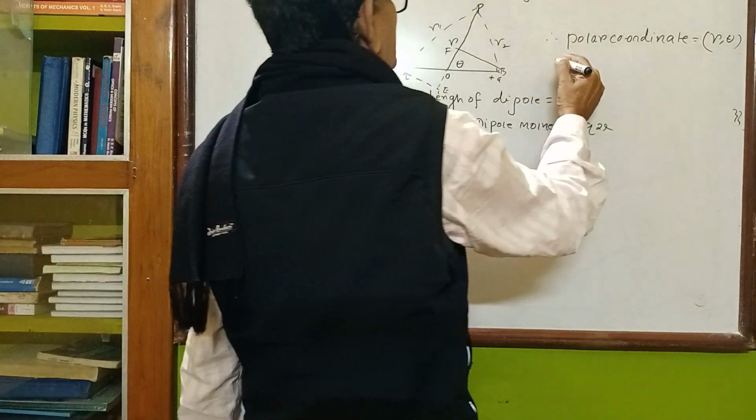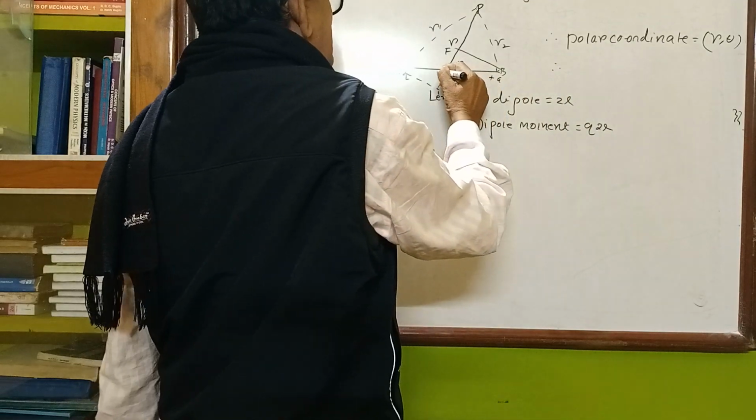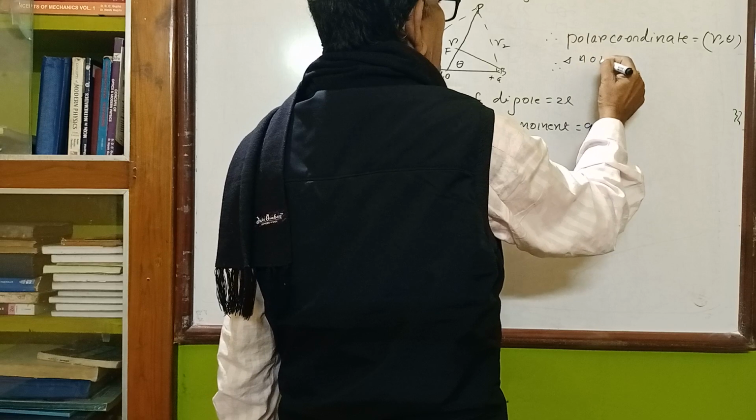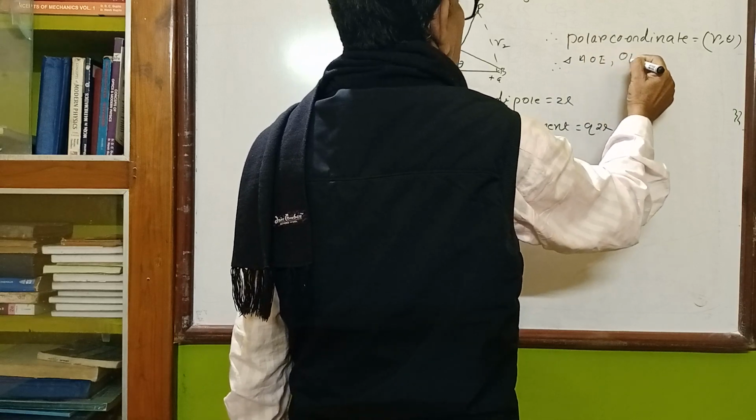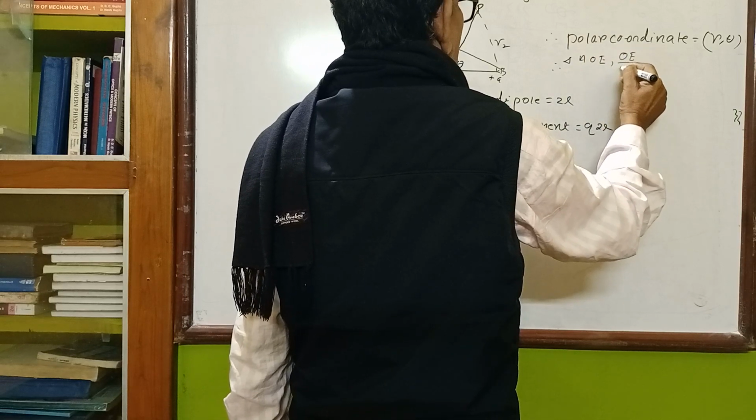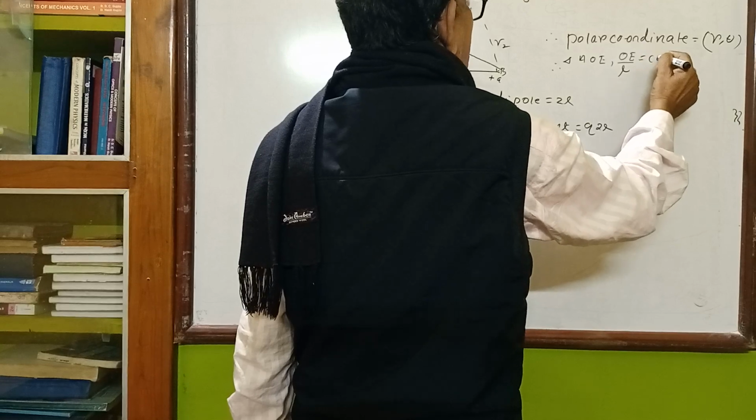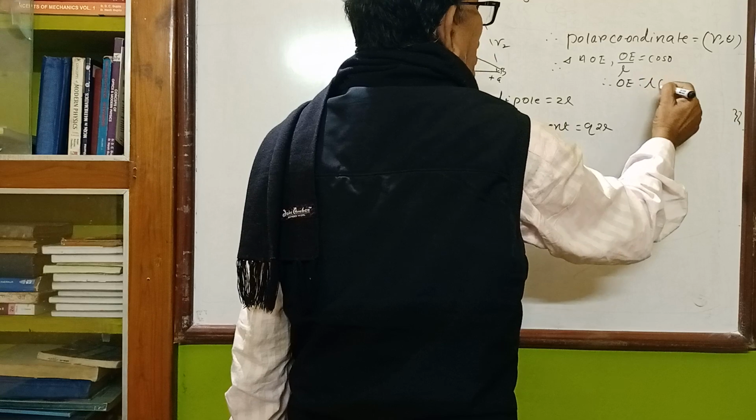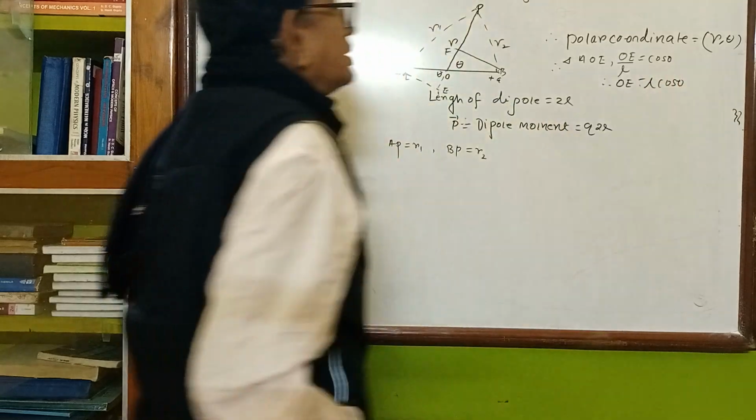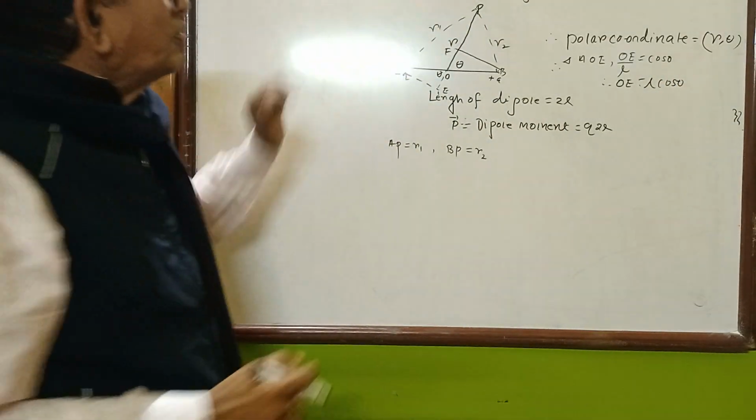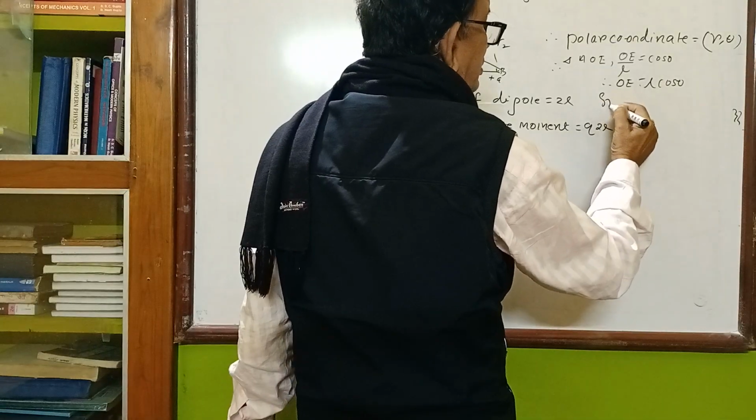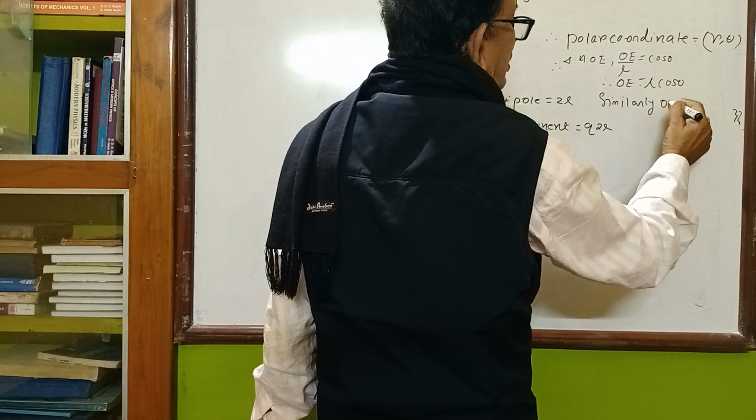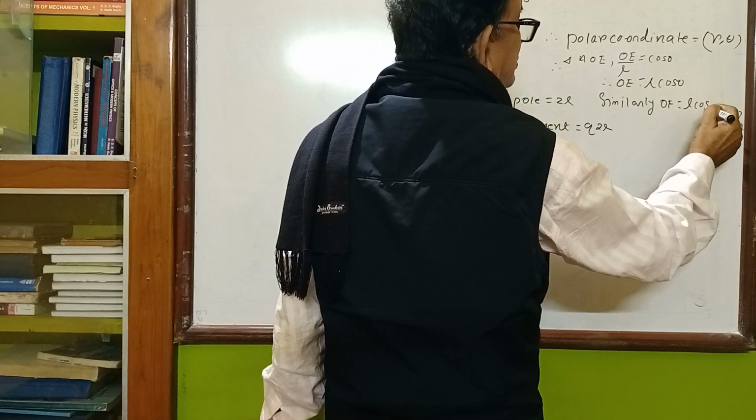Now this angle is theta. So from triangle AOE, we have OE by AO, that is L, equal to cos theta, that means OE equals L cos theta. Clear? Similarly OF equals L cos theta.